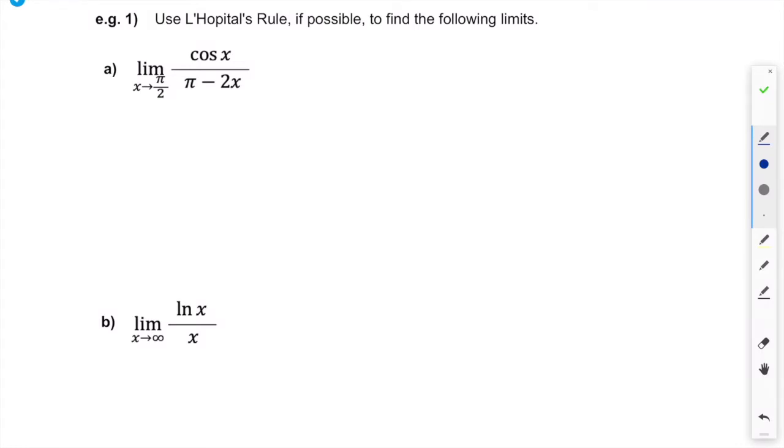Now we're going to look at some examples of L'Hopital's rule. And remember that in the card it outlines when we can apply L'Hopital's rule: when you have the limit of a quotient that results in indeterminate form, like 0 over 0 or infinity over infinity, okay?